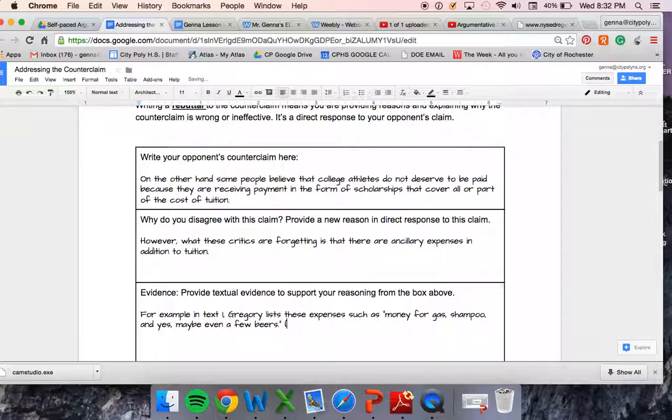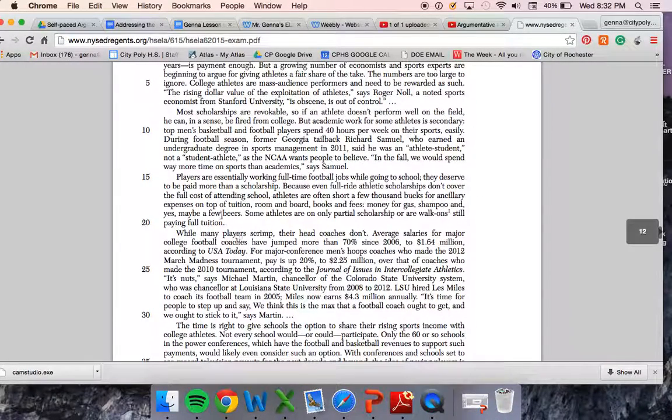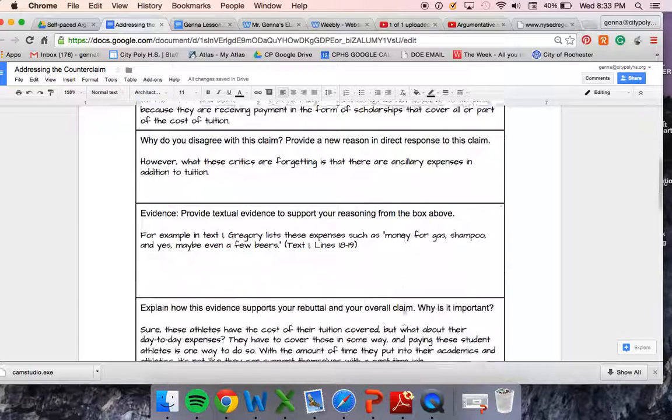So, what did I not do? I did not include the line number, which is lines 18 and 19, so we'll just throw those in right now. Text 1, lines 18 to 19, and there we go, okay? So I have my citation as well.